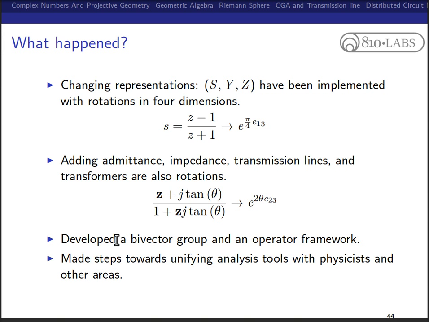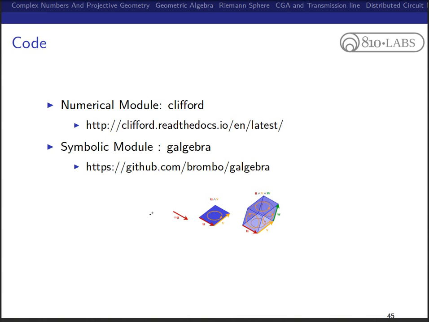Okay, we've also shown that there's a bivector group with discrete elements, and that you can use this bivector group using an operator framework. Okay, this is very useful for algorithm design. Okay, we've also made steps towards unifying analysis tools with physicists. Okay, we've already mentioned that in terms of Lorentz transformations and other things, and that's really helpful also.